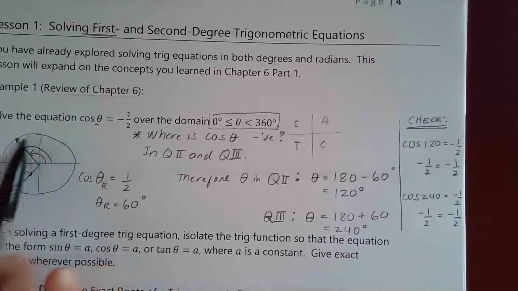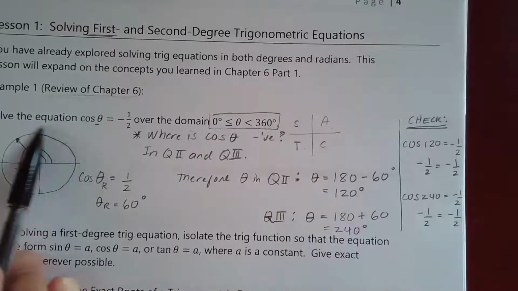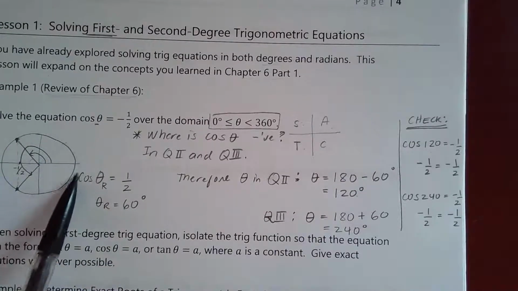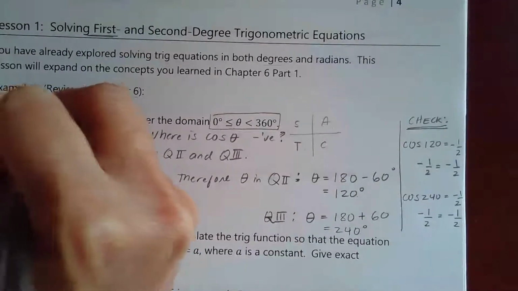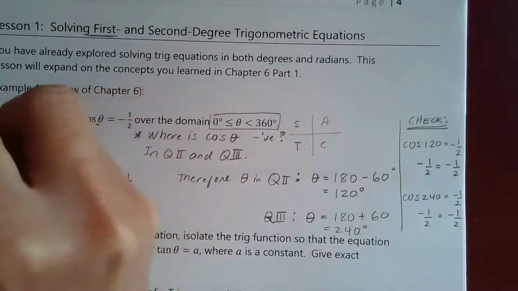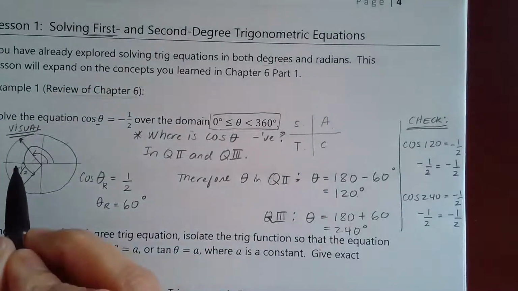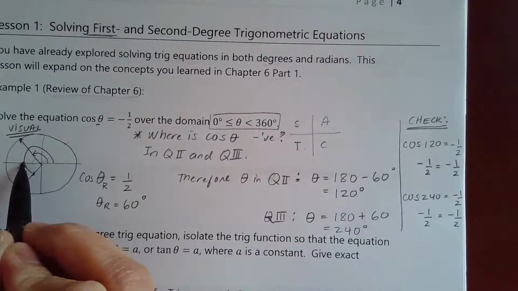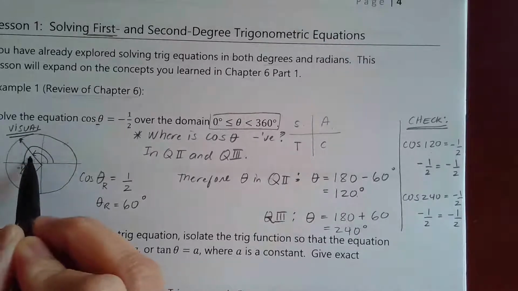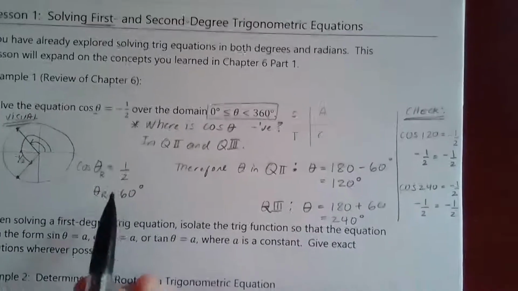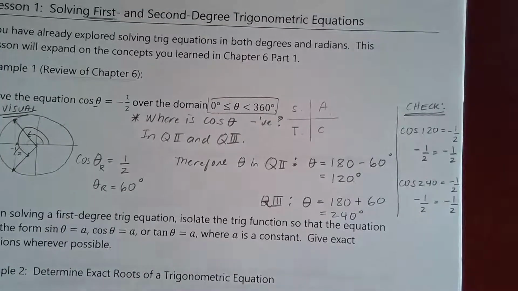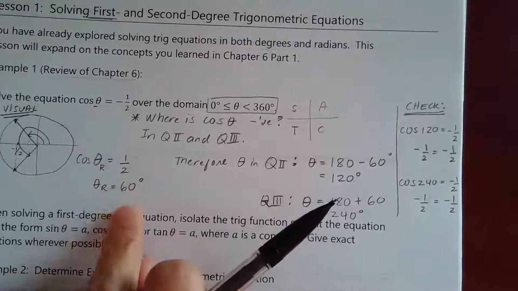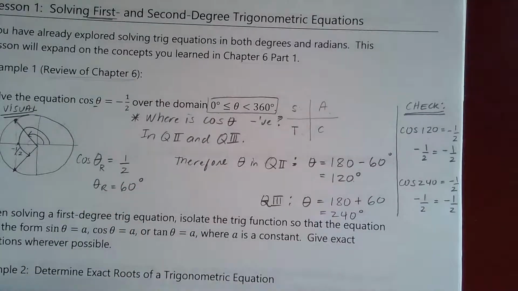So in this particular case, I drew the unit circle, so we have a visual. This is our visual. Okay, so where is cosine negative a half? Negative a half is here. So that means the reference angle. Maybe I should have elaborated on that a little bit clearer.